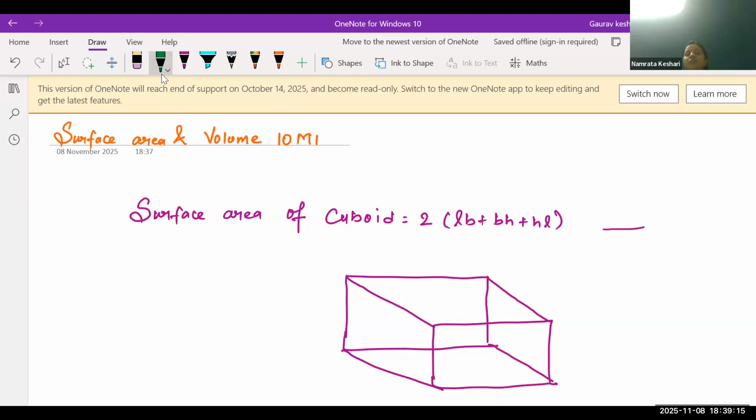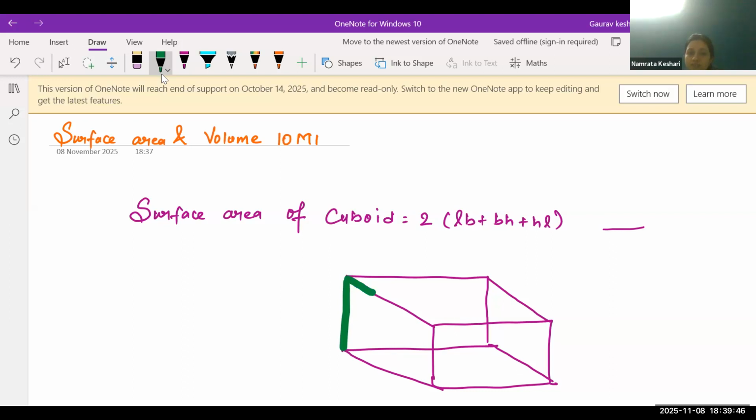So here, surface area of cuboid. Surface area means area of all the surfaces. Whatever surfaces you can see over here, area of each and every surface added together, it's called the surface area. The formula which is written on the screen is actually the formula for total surface area of the cuboid, but we call it surface area as well.